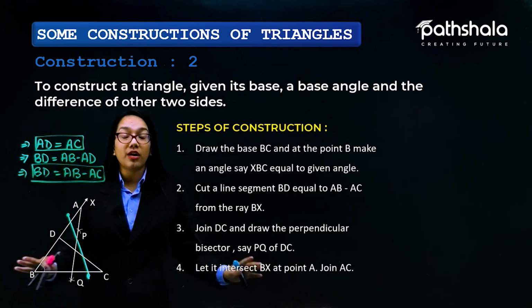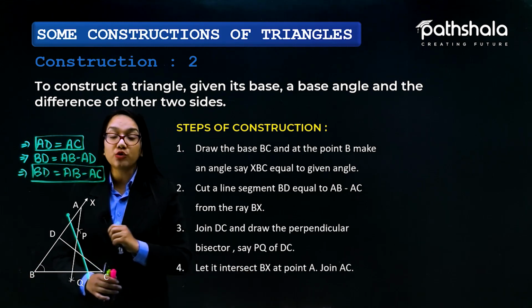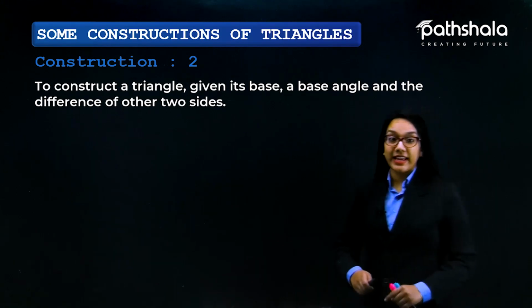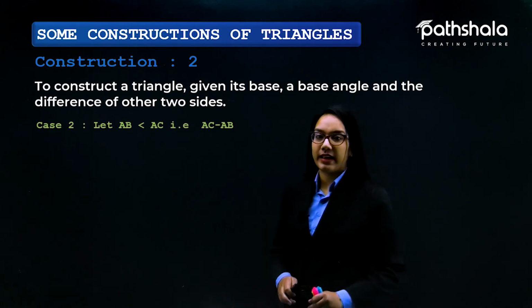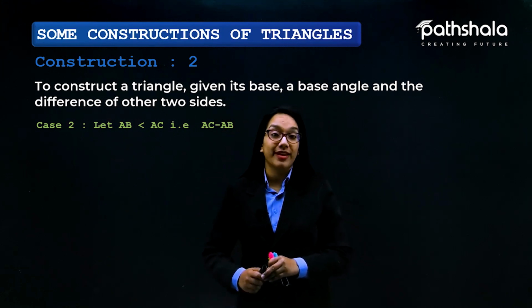So this is all about the construction which is related with case number 1. Now let's move on further toward case number 2. Now let's see case number 2. Case number 2 is the one in which AB is less than AC, that is AC minus AB.